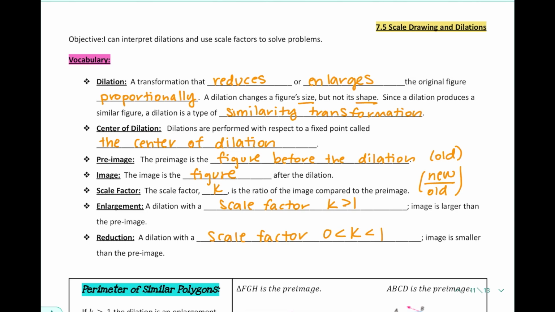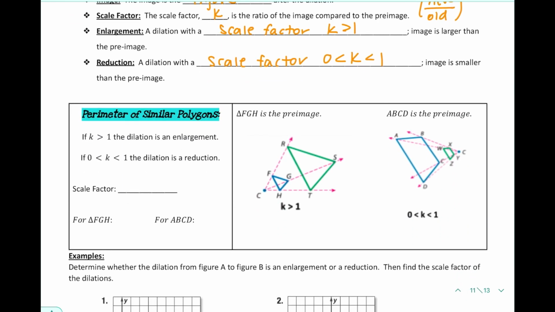Okay, so we talked about a perimeter of similar polygons. I don't actually think that's the right title for this, so if you want to cross that out, I think I borrowed that box. But basically, this is just kind of continuing to go over scale factor. So if K is greater than 1, it's an enlargement. If K is between 0 and 1, the dilation's a reduction. Scale factor, again, is always going to be image over pre-image, or again, new over old.